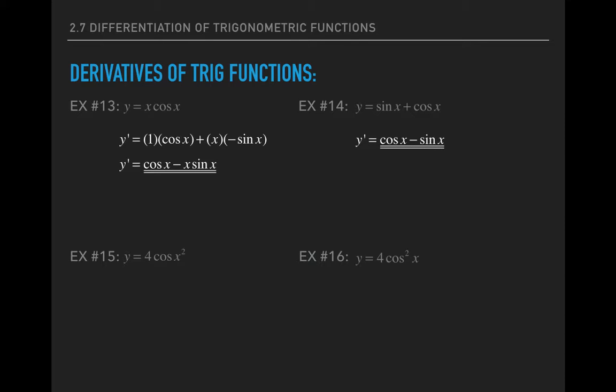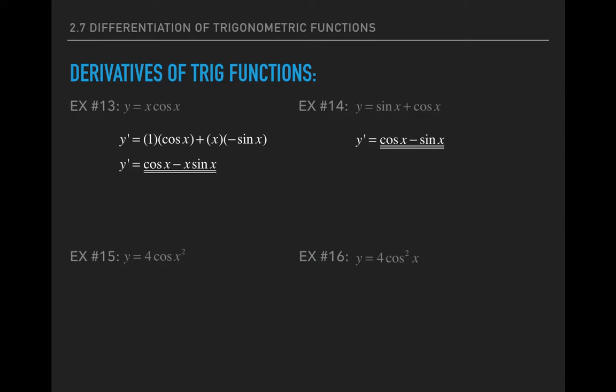14, pretty straightforward here. You are just taking the derivative of each function, which will be the derivative of sine is cosine, and the derivative of cosine is negative sine. So it'll actually be not addition between them, but now subtraction.